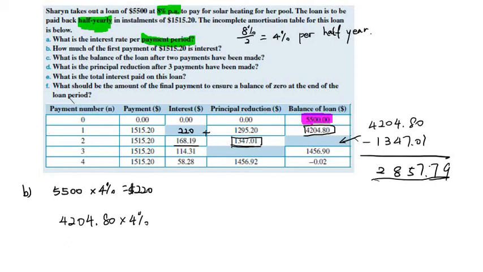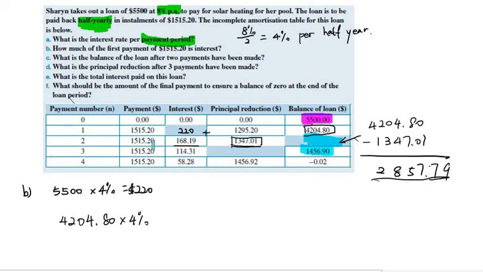There are two ways of finding out what the principal reduction is over here. One way of doing that is we can find the difference between the balance of loans over here and over here. If we do a subtraction from here to here, we know how much money from this payment is used to pay off the loan for the bank.